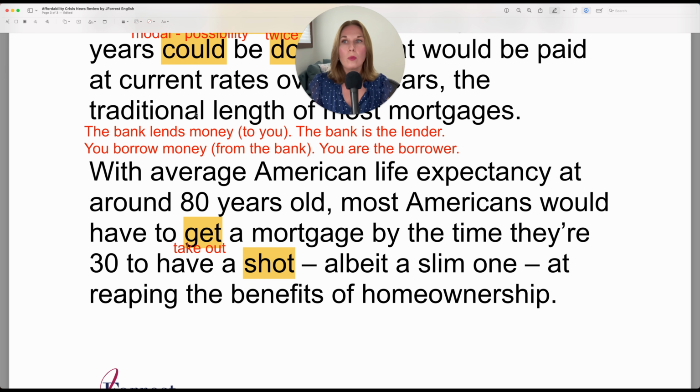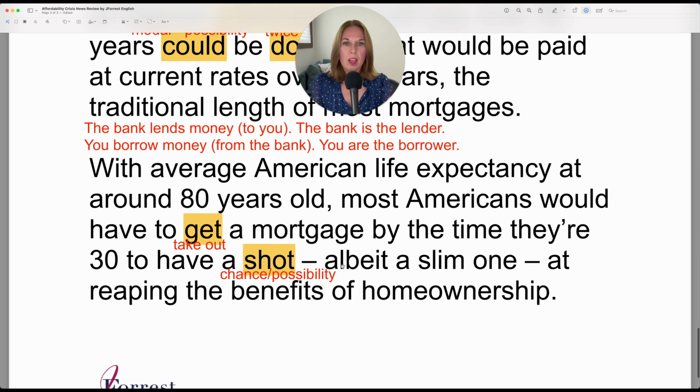So in this case, a shot represents a chance or a possibility. I'll just write that. Chance or possibility, albeit a slim one. So one represents shot, a slim shot, a slim chance, a slim possibility, which means a very small. So slim is the modifier to reduce it. So a slim chance. So if I say, well, I have a chance at the promotion, I have a slim chance at the promotion, it makes it sound a lot smaller than just, I have a chance, I have a slim chance, albeit a slim one.